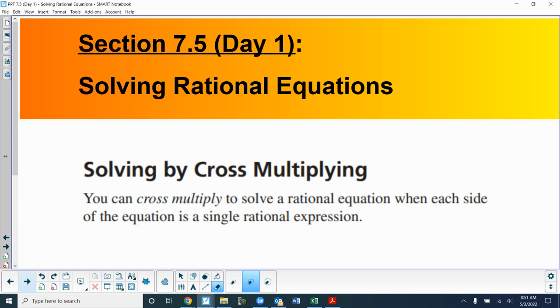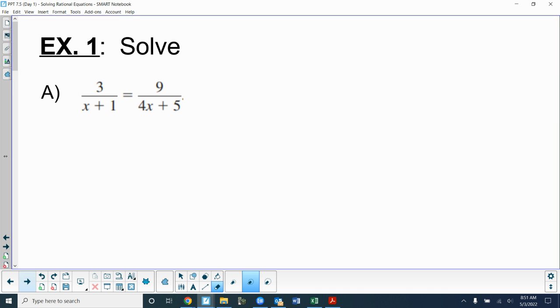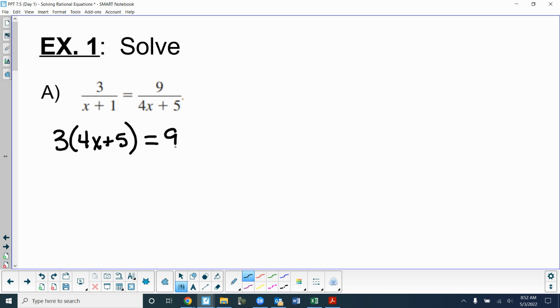All right, each side of the equation is a single rational expression. Okay, one fraction equal to another fraction, we're going to cross multiply to solve them. It's going to be what we call a proportion, right? So, one like that. So just cross multiply. So you're going to go 3 times 4x plus 5, and cross products are equal. So equals 9 times x plus 1.